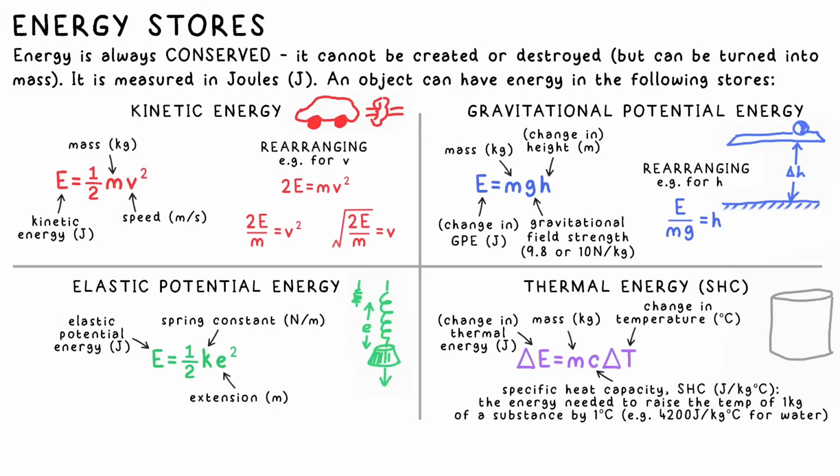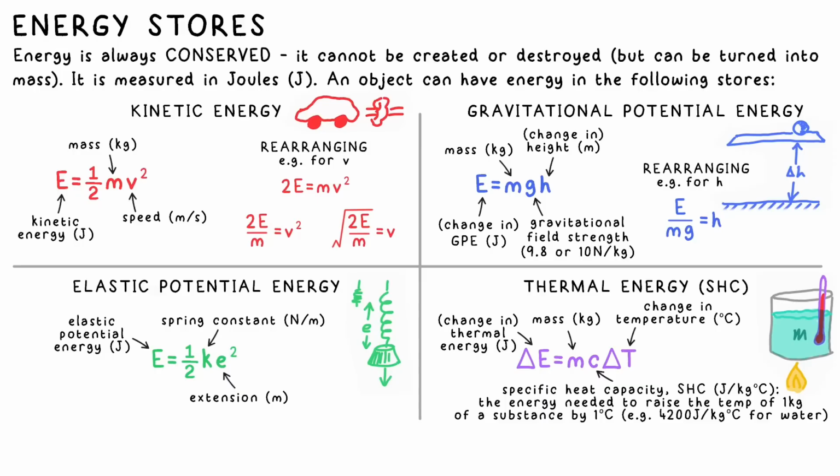Thermal energy, or change in thermal energy, is calculated with the SHC equation. Energy equals mass times SHC times temperature change in degrees Celsius. In simple form, that's E equals m c delta T. That delta or triangle just means change in. That's change in temperature here. SHC is short for specific heat capacity. This tells you how much energy is needed to raise 1 kilogram of a substance by 1 degree Celsius. It's different for every material out there.